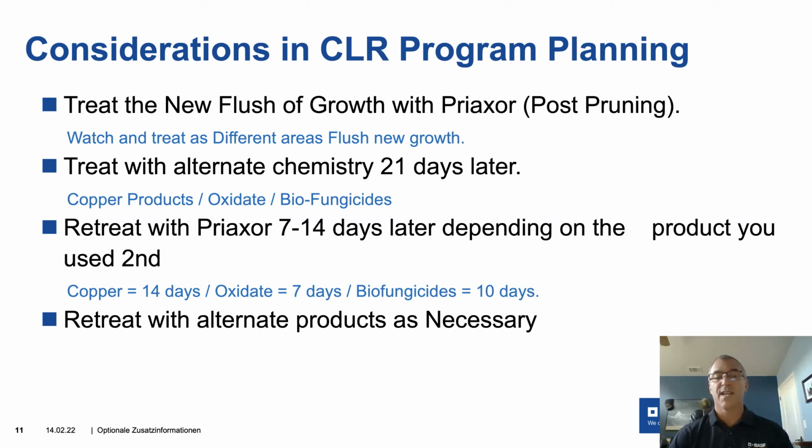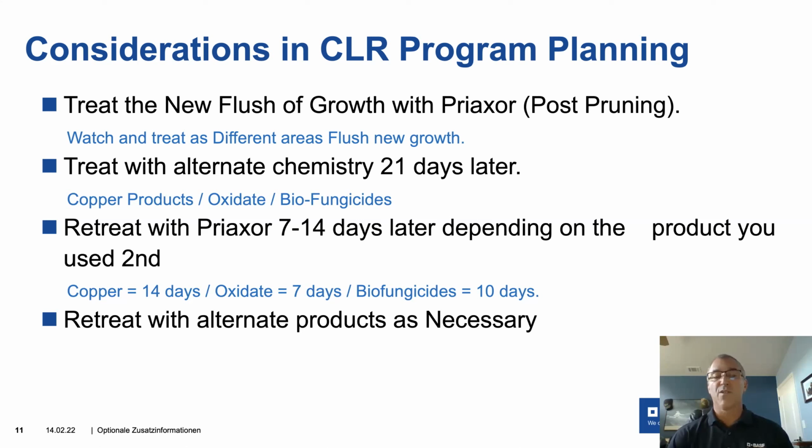If you used oxidate, I'm going to suggest you only go 7 days, based on the fact that the oxidate probably is gone off the leaf surface within about 30 minutes to an hour. So after that, you're really unprotected, except for whatever tiny layer of Priaxor lasts from your first spray. And if you use a biofungicide, I'm going to suggest you retreat 10 days later. The reason is those biofungicides have a life. Their whole population has a life, and it's probably 10 days, maybe 14 at the very longest.